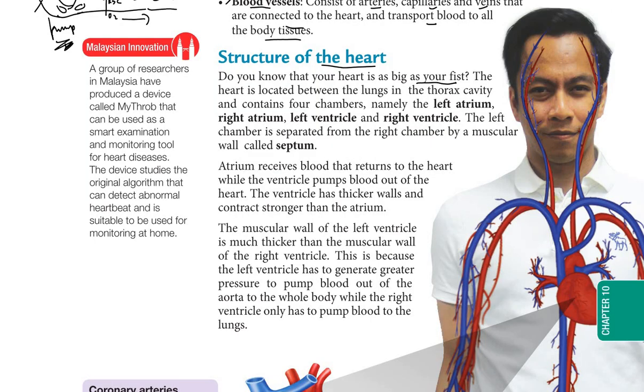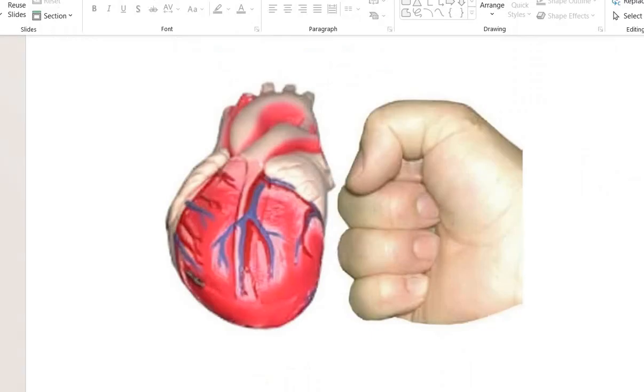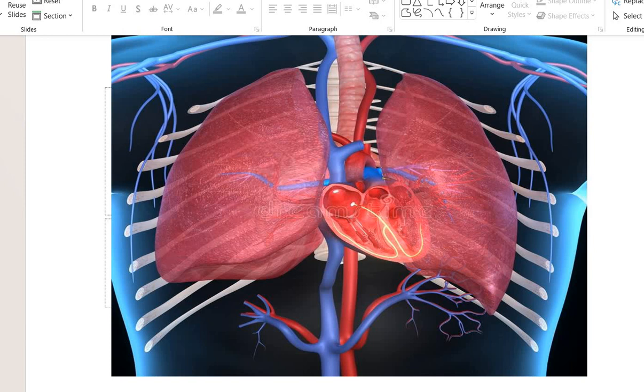The heart is located between the lungs in the thorax cavity and contains four chambers, namely left atrium, right atrium, left ventricle, and right ventricle. The left chamber is separated from the right chamber by a muscular wall called the septum. For the structure of the heart, I will explain more later in the heart diagram. For the position or location of the heart, we can refer to this diagram. So this is the heart and the lungs.